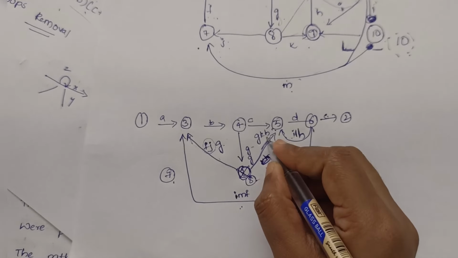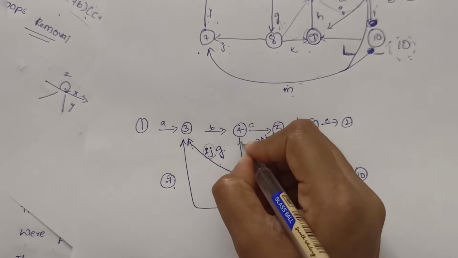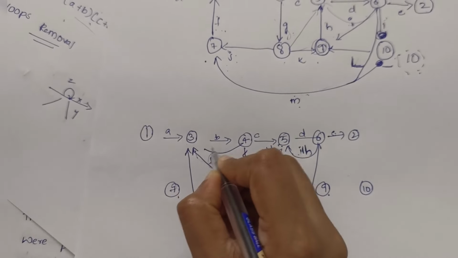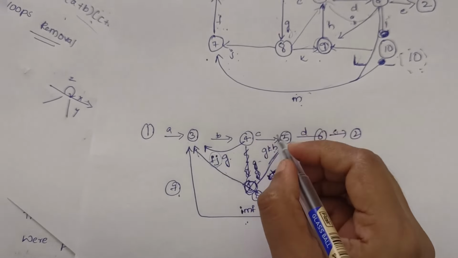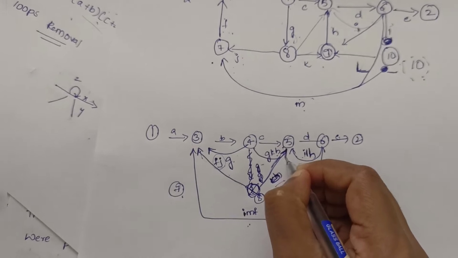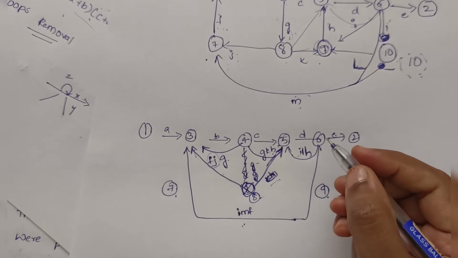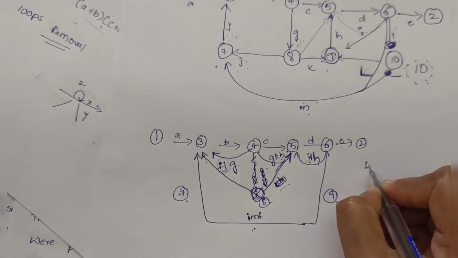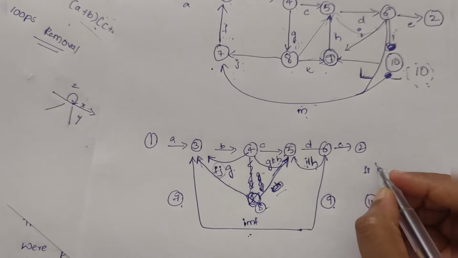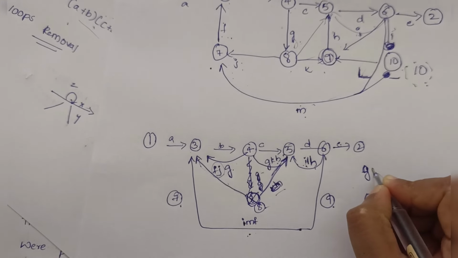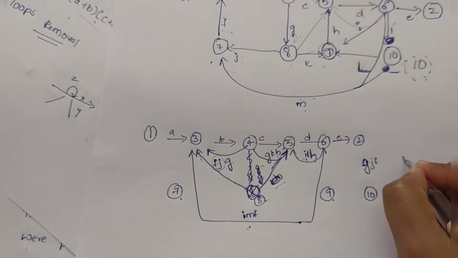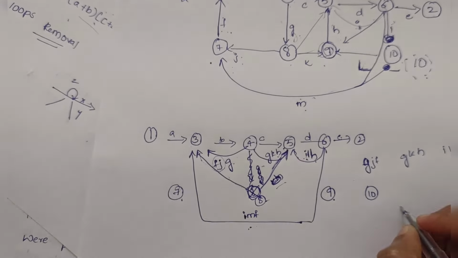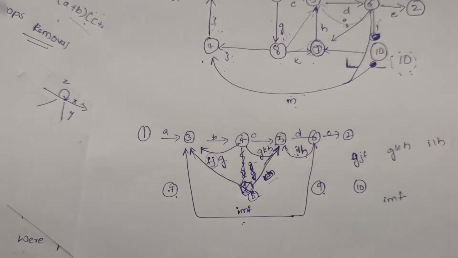G, K, H. This is not there. Like this we have to keep. Next, same I, L, H, I, M, F. Here now we got G, J, F, G, K, H, I, L, H, and I, M, F.